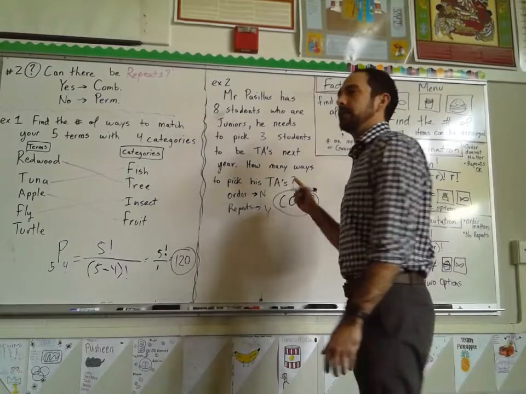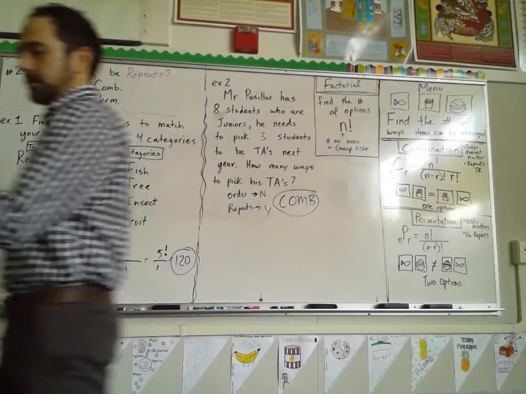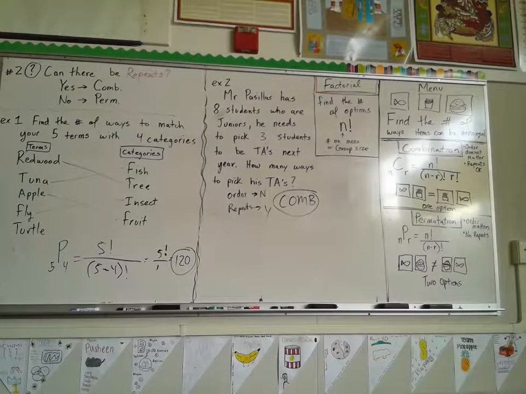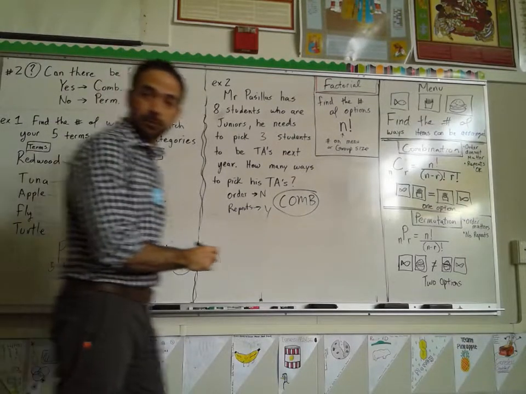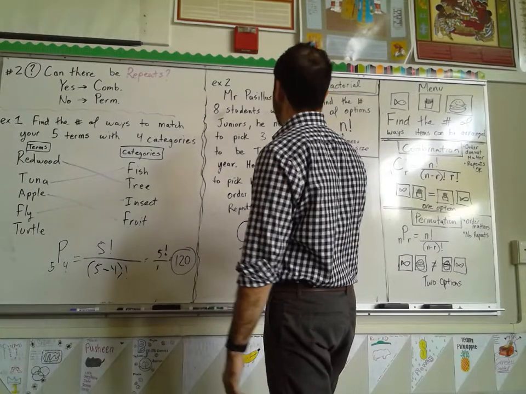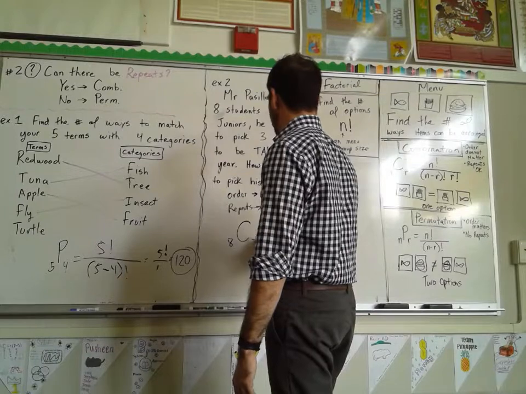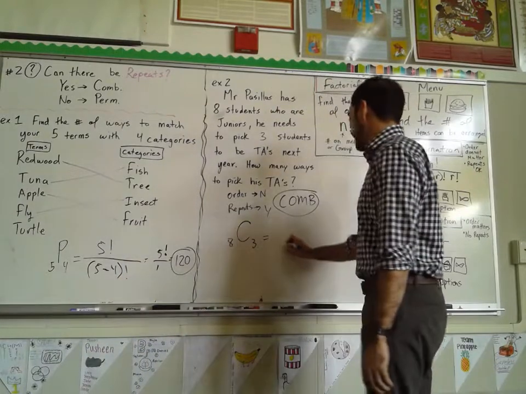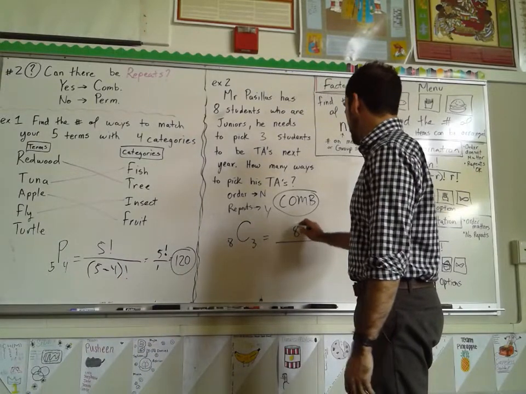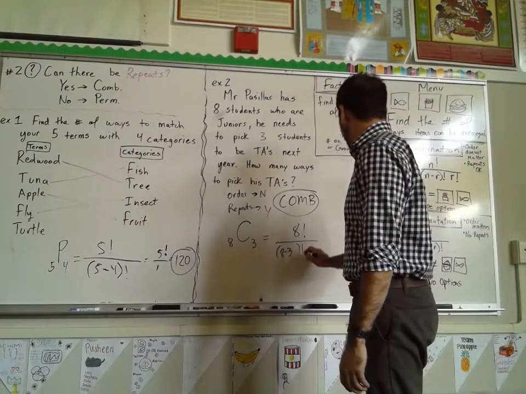This example is probably a little bit harder than what you'll see in the homework. Okay, so let's do this out real quick. Combination. How many students are on my menu? 8. How many requested items? How many TAs? 3. So we're going to go with 8 factorial, and then 8 minus 3 factorial, and 3 factorial.